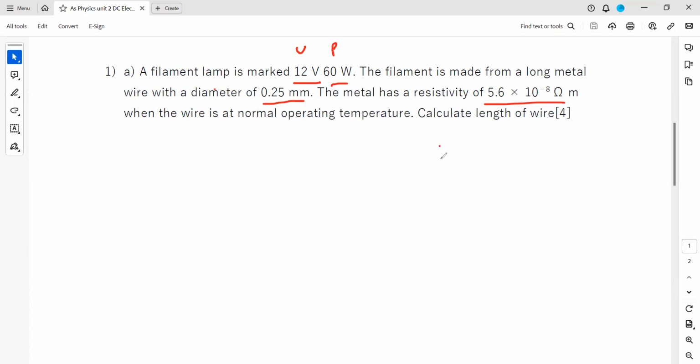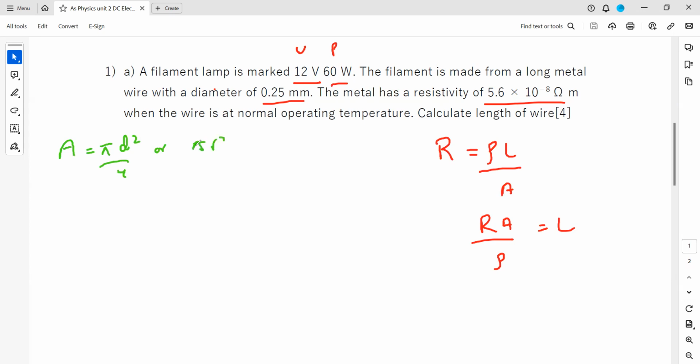So the formula which relates the resistance, length, and cross-sectional area is R equals rho, the resistivity, L the length, divided by A. So if we need the length, it will be RA divided by rho equals L. And we need the cross-sectional area. The cross-sectional area will be equal to pi r square or pi d square by 4, or you can also use pi r square.